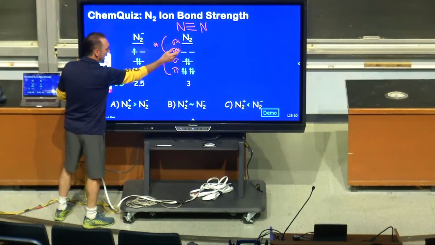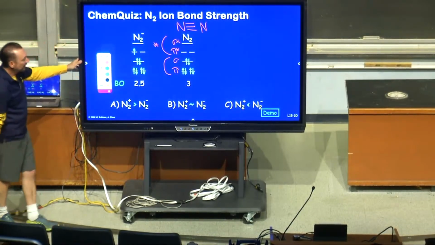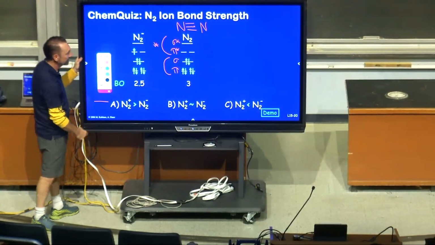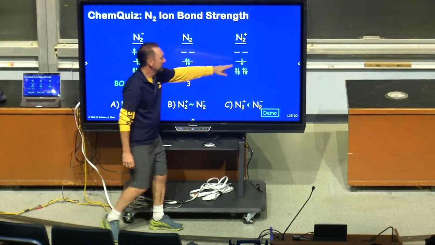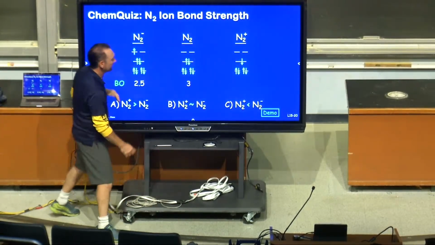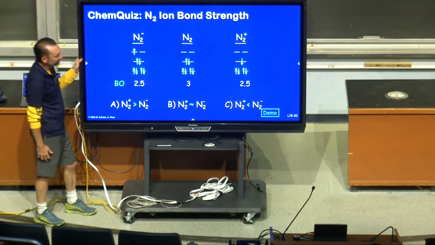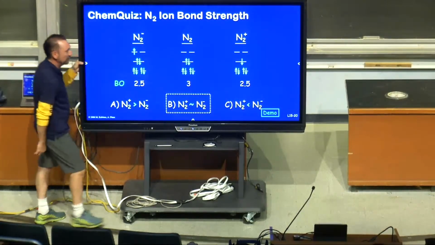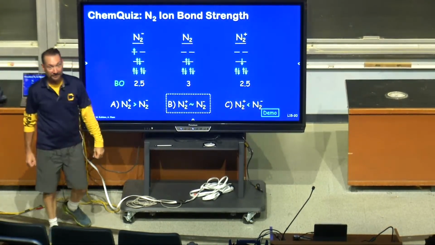Nitrogen minus, adding an electron, goes into an anti-bonding orbital. That weakens the bond because that's an anti-bonding orbital. And of course, subtracting an electron, ionizing, takes an electron out of a bonding orbital, also weakening the bond. So we see that both electron capture and ionization weaken the bond.